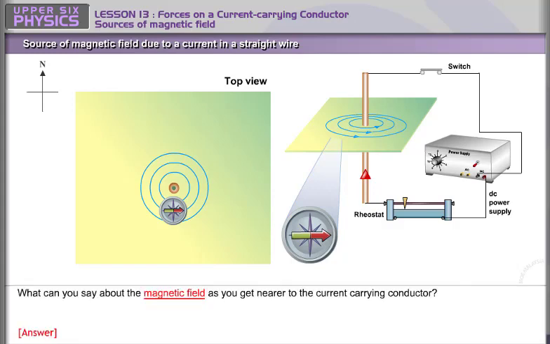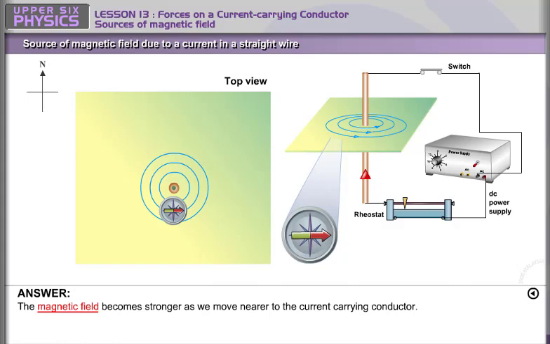What can you say about the magnetic field as you get nearer to the current-carrying conductor? Answer. The magnetic field becomes stronger as we move nearer to the current-carrying conductor.